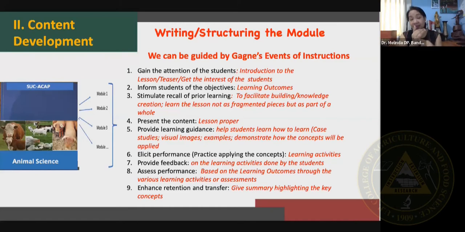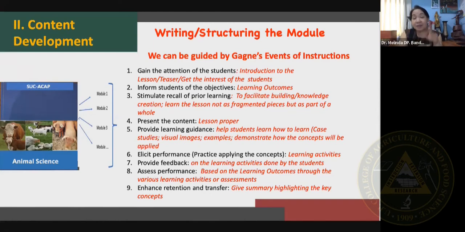So we have the expert as the writer, another expert as the subject matter specialist who will review the content, the instructional designer who will check the alignment of all the elements in our module, and if necessary, depending on the learning outcomes, depending on what we want our reviewees to achieve at the end of each lesson, there can also be the media specialist.